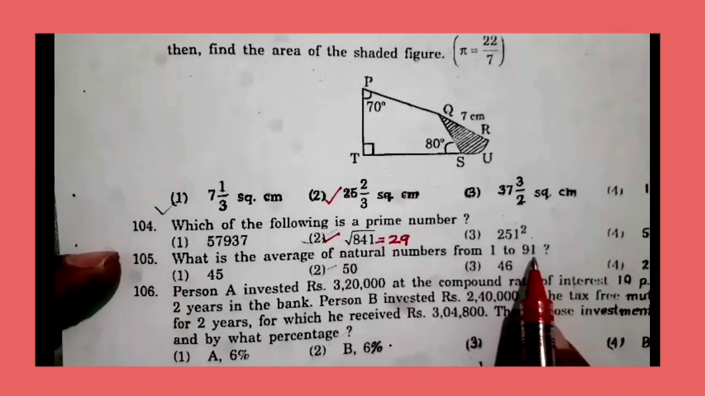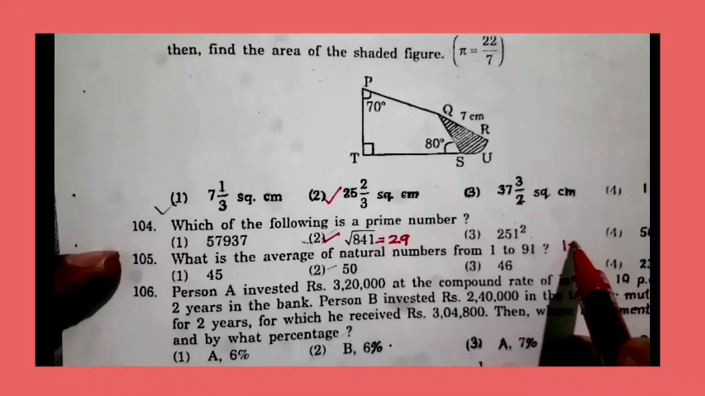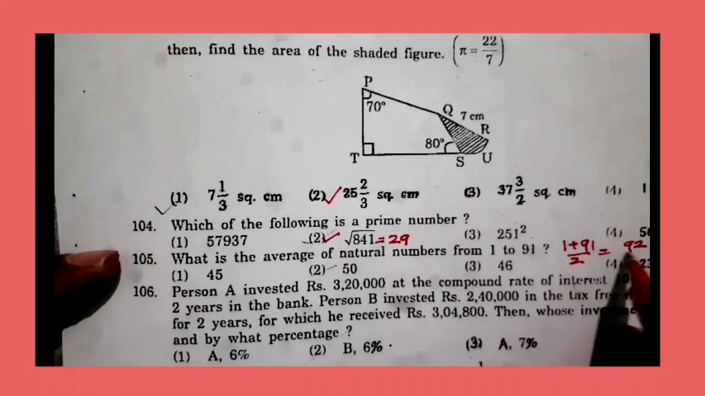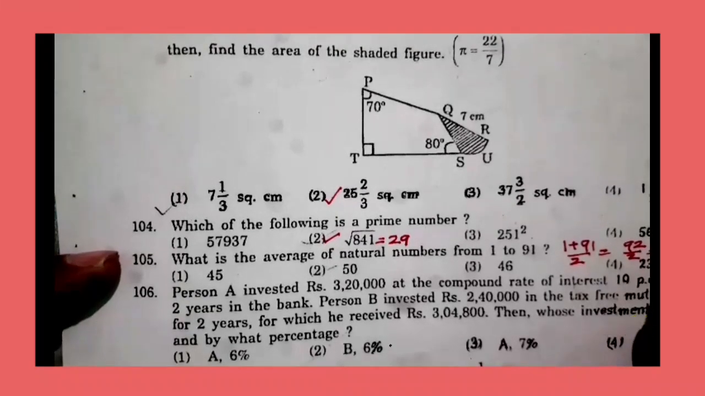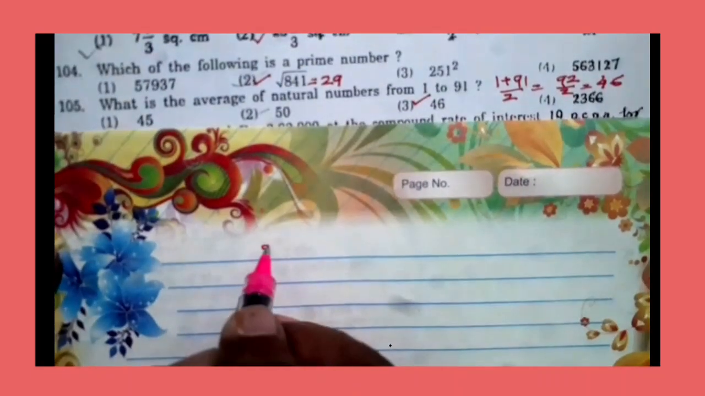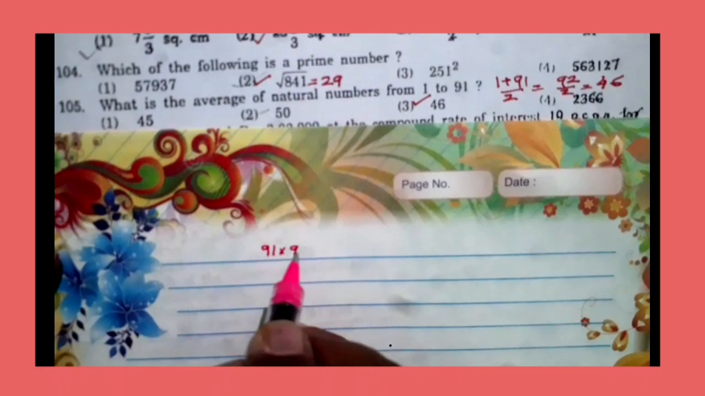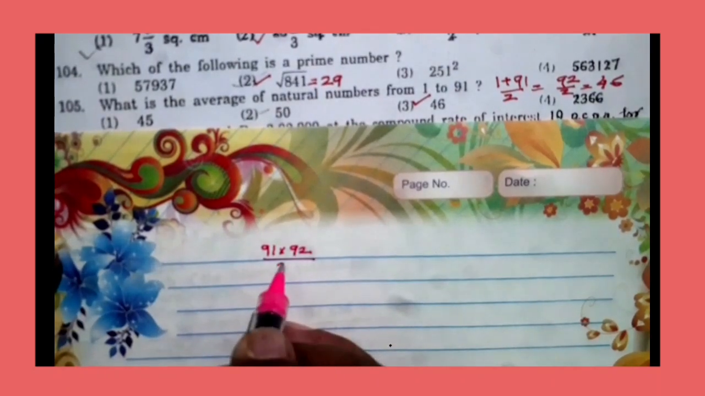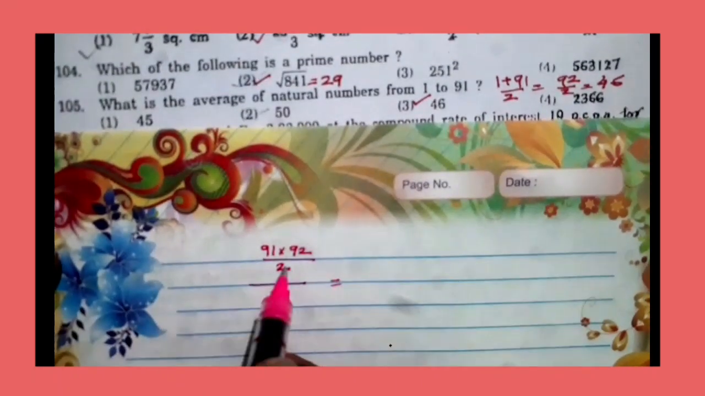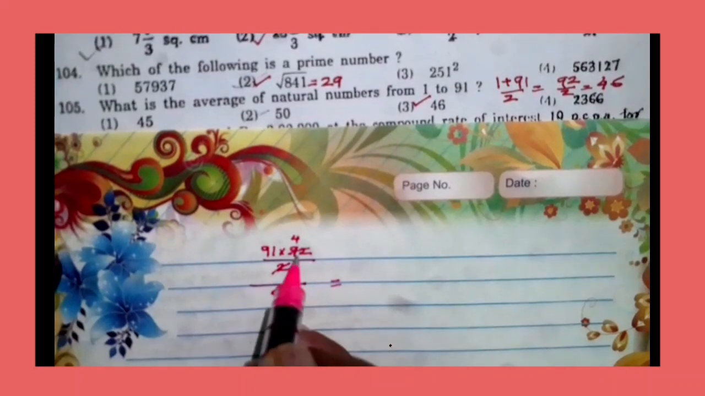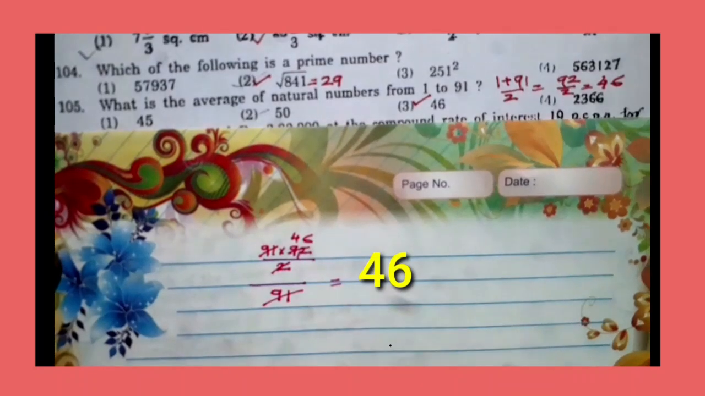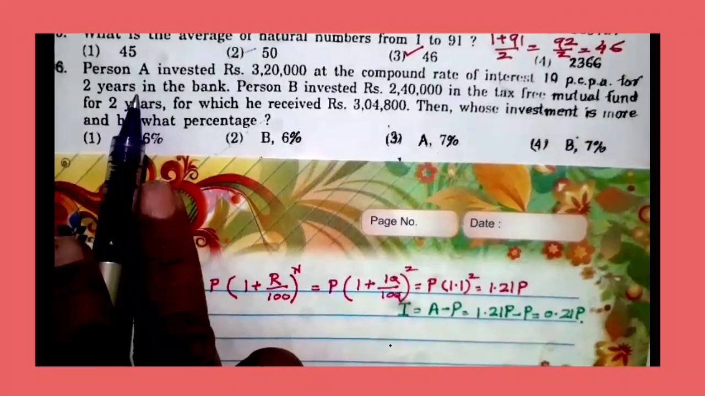Question 15. Average of numbers 1 to 91. 1 plus 91 is 92 upon 2, that is 46, is our answer. We also check: the sum of 1 to 91 is 91 into next number 92 upon 2, and average is 91 into 92 upon 2 divided by 91. 91 is cancelled. 46 is average.